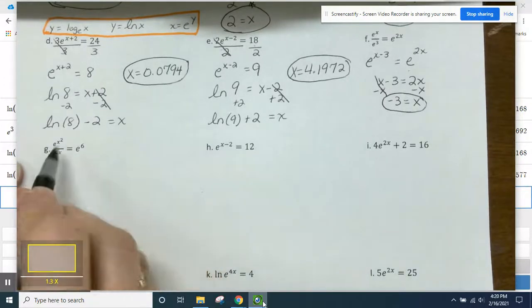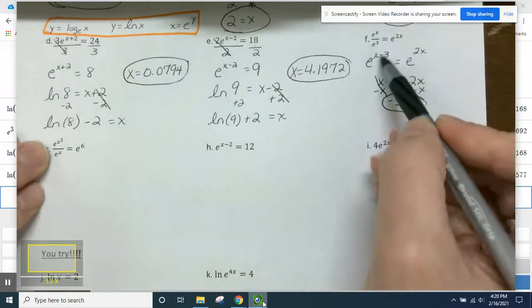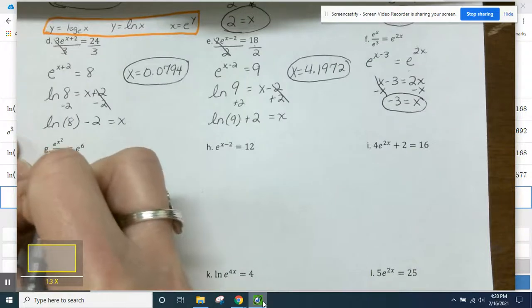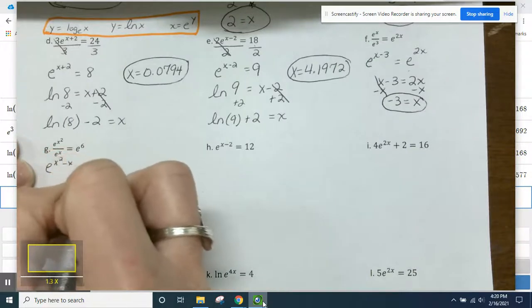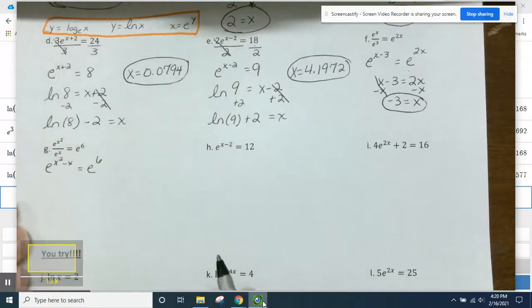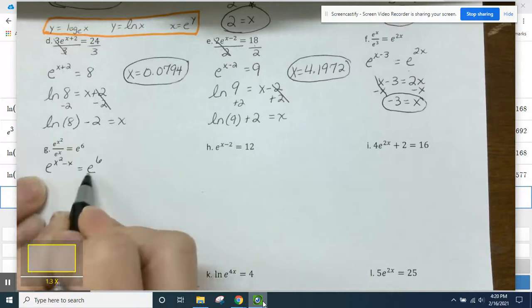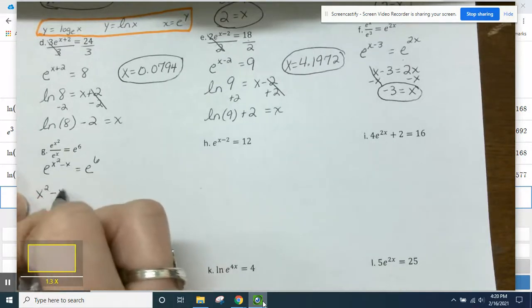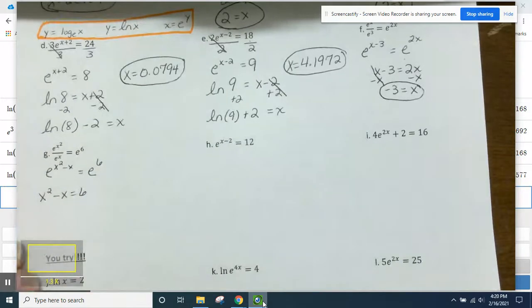Okay, hopefully you recognize that we had the same thing here, so we could subtract these exponents. So this would be e to the x squared minus x equals e to the 6th. Then, since we have common bases, we can set our exponents equal to each other. x squared minus x equals 6.